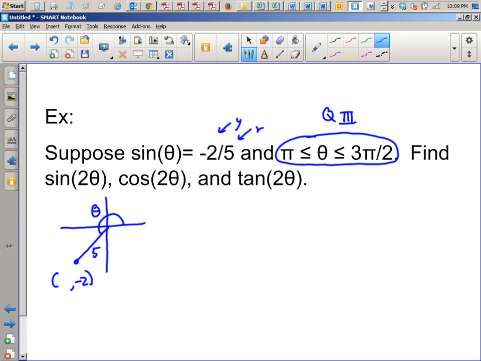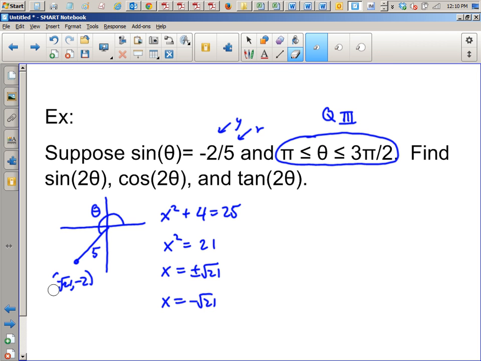So you would just do x squared plus 4 equals 25, and you get x squared equals 21, x equals plus or minus root 21. Let's go with the negative because we're in quadrant 3. So that says negative root 21 for the x. Kind of messy, let me rewrite it. Negative root 21. There we go. Okay, now we just have new formulas, that's all. But we're still going to use this picture to solve the problems.